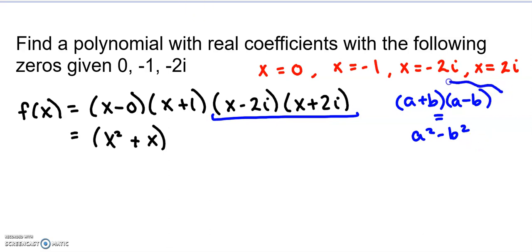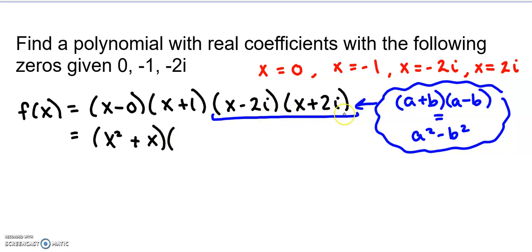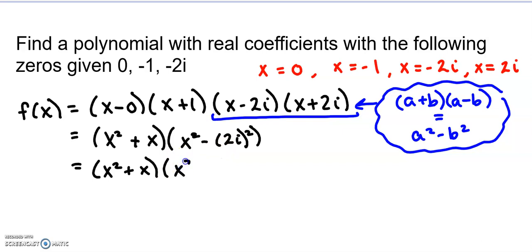This is kind of like my thinking cloud related to that. So if I were to multiply this out, that's just going to be the first term squared minus the second term squared. Okay. Well, if I do that, that's just x squared. And then when I square 2i, I'm going to get 4 times -1. So minus 4 times -1. And that gives me plus 4.